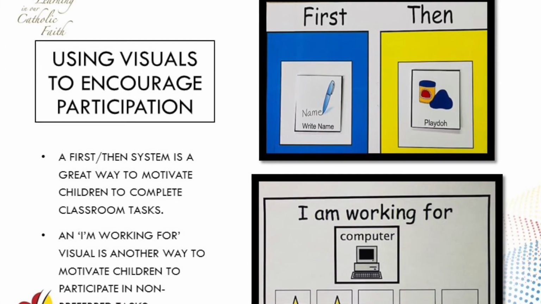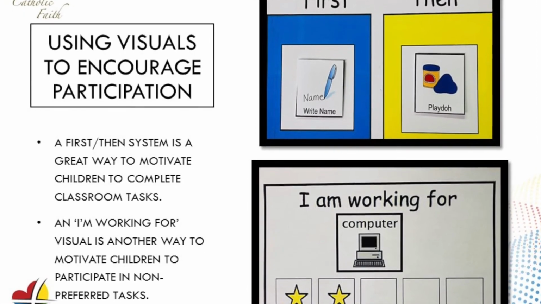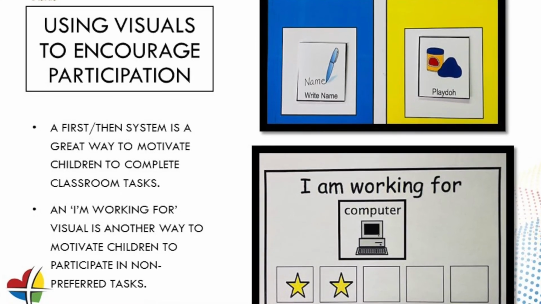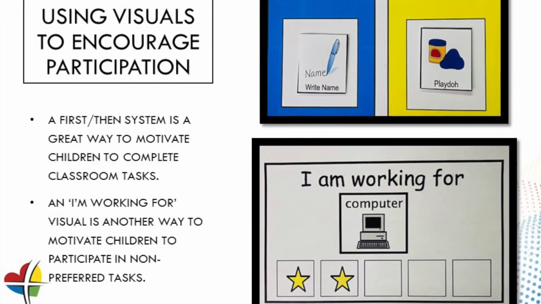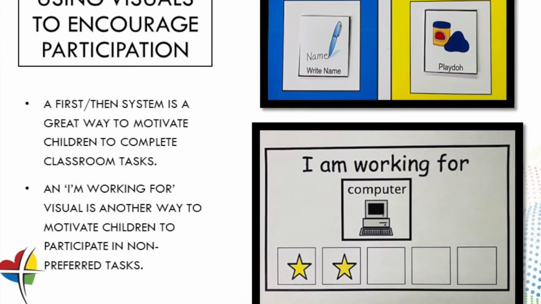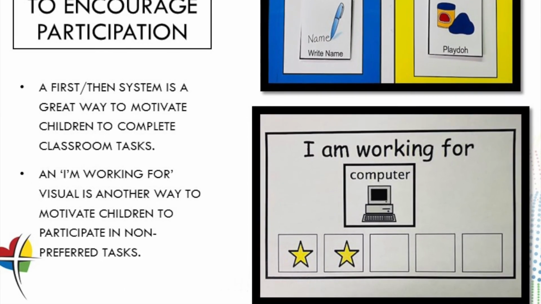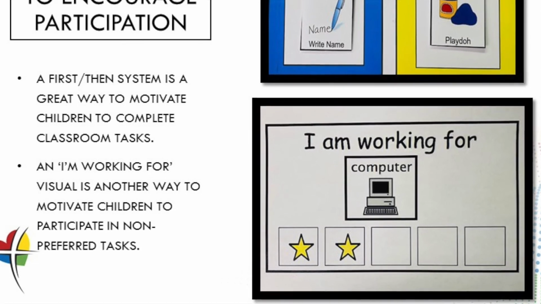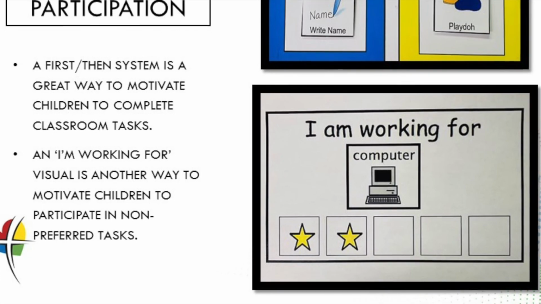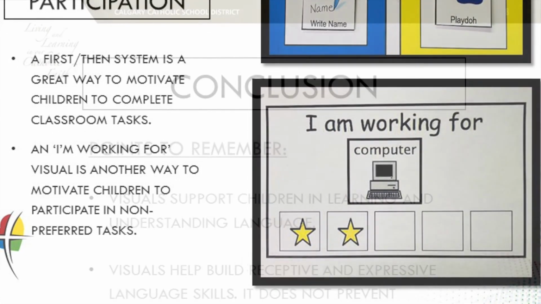A first-then template can be adapted to a variety of tasks by making Velcro pieces on each section to allow for interchangeable activities. Be sure to keep the motivating preferred activity in the second position. An I'm working for visual is another way to motivate children to participate in non-preferred tasks. You can implement a token system by having children earn tokens, stars, or stickers throughout the day in order to receive a reward. You can vary the number of tokens needed to fit the level of each child.